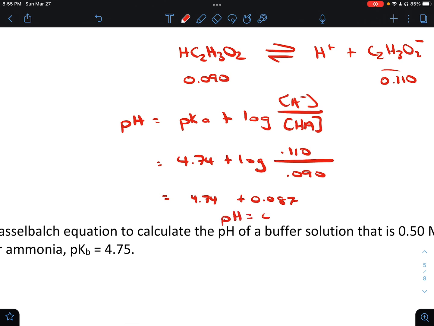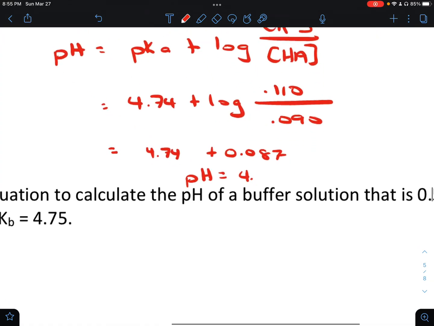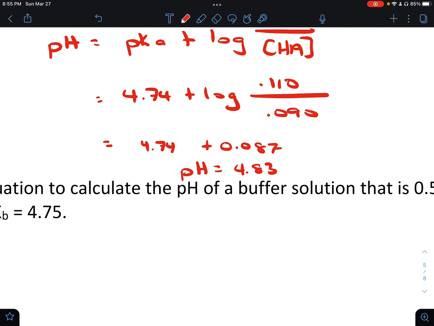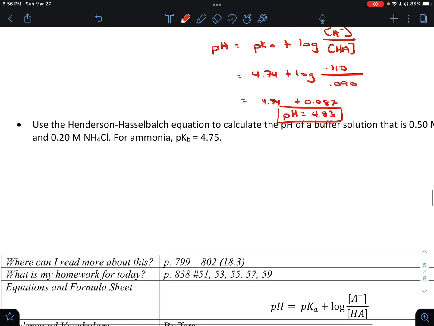So we're going to get 4.83. I was just trying to look for sig figs. So our pH is 4.83 versus that 12. Obviously this does a really good job. The same amount of base, right? One's just in water and one's in a buffer solution. So the pH went from 4.74 to 4.83. That is so good compared to jumping 12 pH units, which is a power of 10, so we're talking about a 12-fold change.